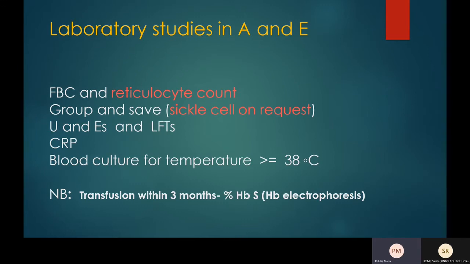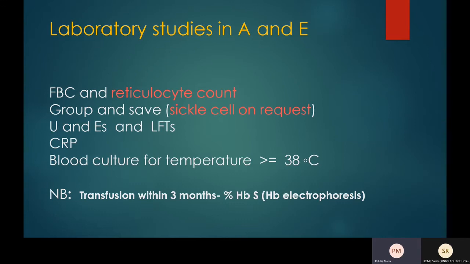When they attend, because many people will require blood transfusion, it is important to obtain a group and save and to make sure that the fact that the person has sickle cell disease is on the request. This is because if they require blood transfusion, the red cells are matched in an extended phenotype compared with normal people, and therefore it's helpful for the lab to know this at the time of receiving the sample.